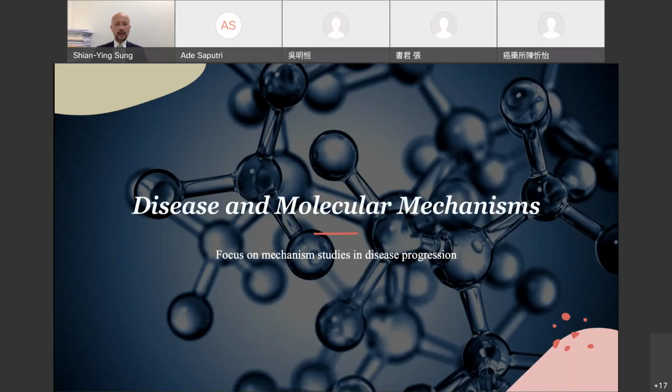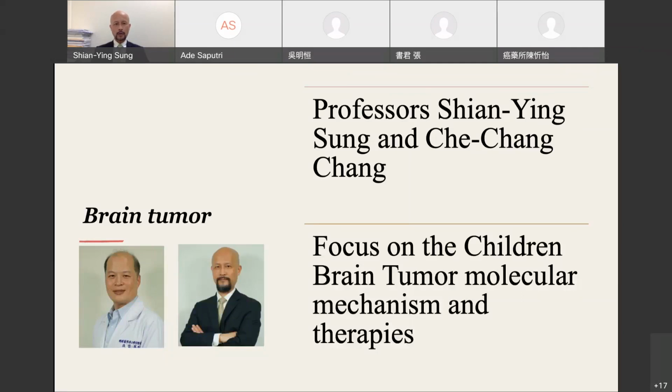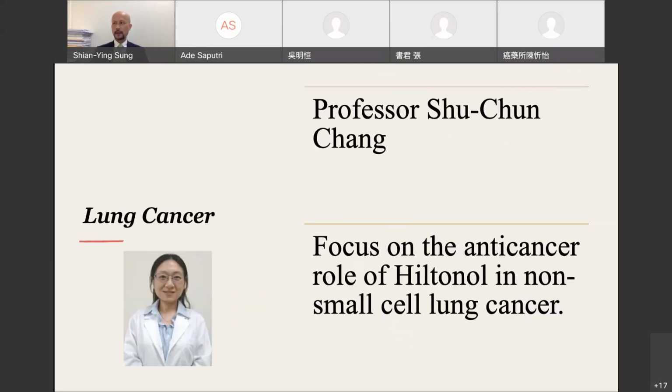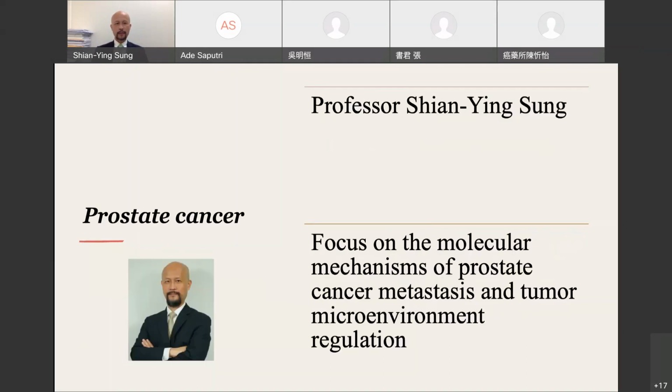Well, for all these studies, we cannot fail to mention that disease and molecular mechanism would be the most important part for our department. The reason is because we need to understand the mechanism prior to disease development. For instance, me and Professor Zhang, we are focused on children's brain tumor molecular mechanisms and therapeutic targets, and also Professor Sujun Zhang, she is focused on lung cancer. Her study focuses on the anti-cancer role of hiltonol in non-small cell lung cancers. Her studies have recently published several publications.